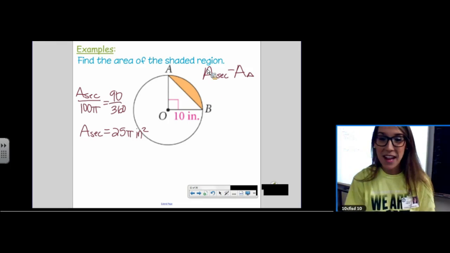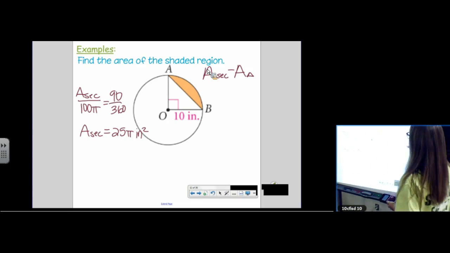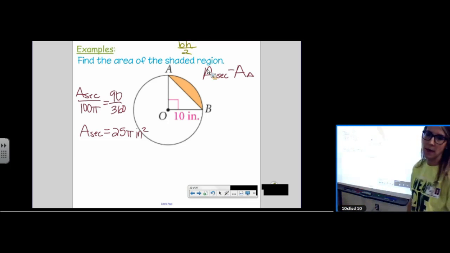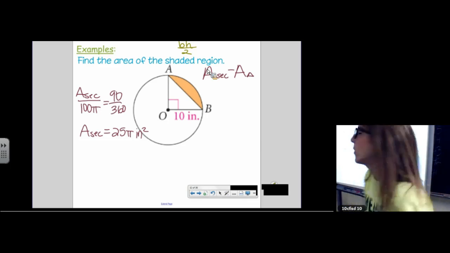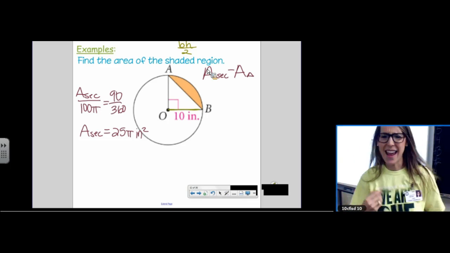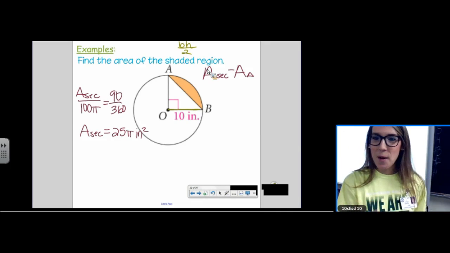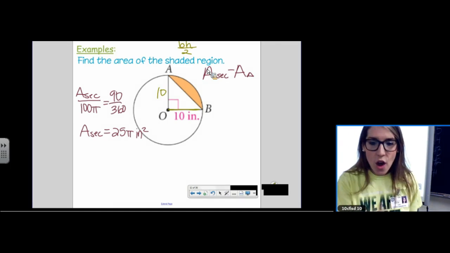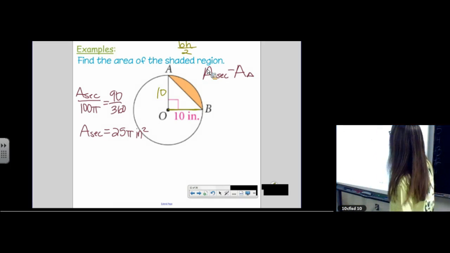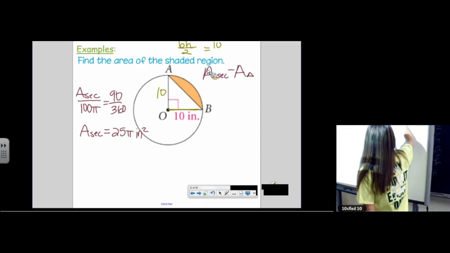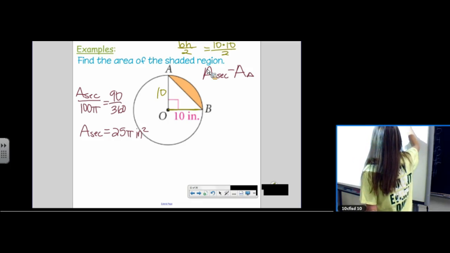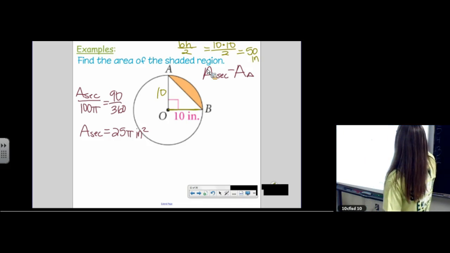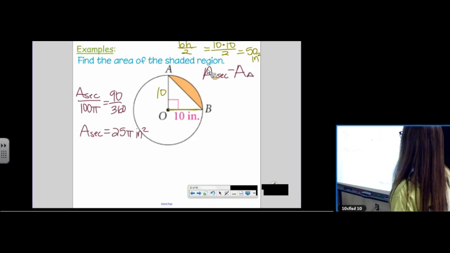Now let's find the area of that triangle. On your formula chart, it says the area of a triangle is 1/2 base times height, or base times height divided by 2. The base is 10. Uh-oh, what's the height? Whoa, they're both radii of a circle. So the height is 10. We're not assuming that. We know that. Good. So if I do base times height divided by 2, we get 50 inches squared. So now I subtract them.